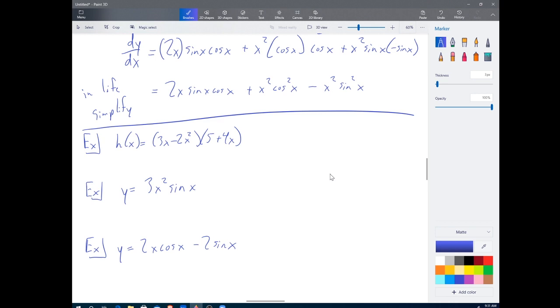On your mark, get set, go. I want you to take the derivatives of these functions. I'm going to give you a head start before I do anything. We lost one.